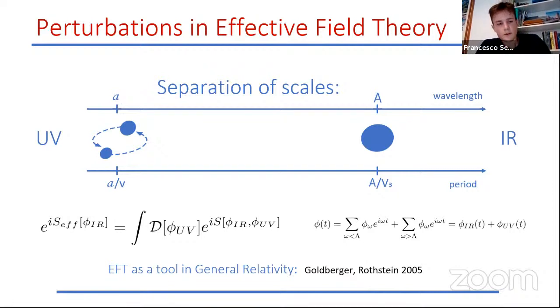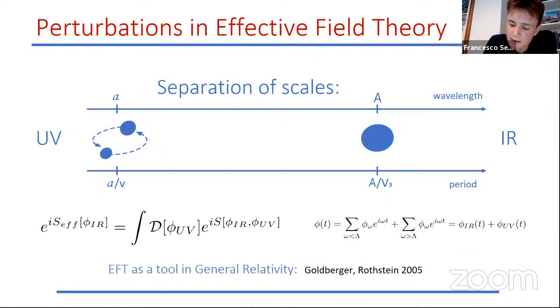And so we have on the UV side of the effective field theory the inner binary, which is microscopic, which is fast. I mean, it has fast modes. And then going to larger scales and longer time scales, we find the outer orbit and eventually also the time scales of the secular dynamics. The idea of effective field theory is basically to single out the UV degrees of freedom, and then, in the Wilsonian picture, to integrate them out in order to obtain an effective action which depends only on the IR degrees of freedom.